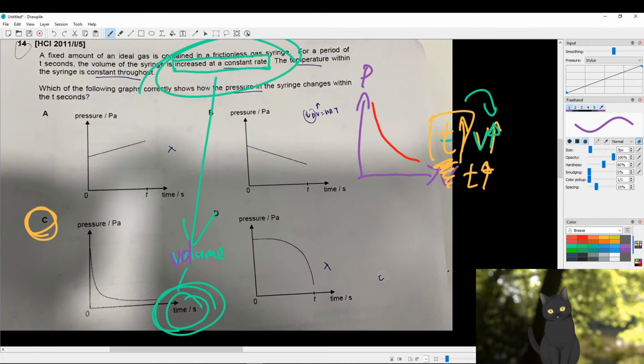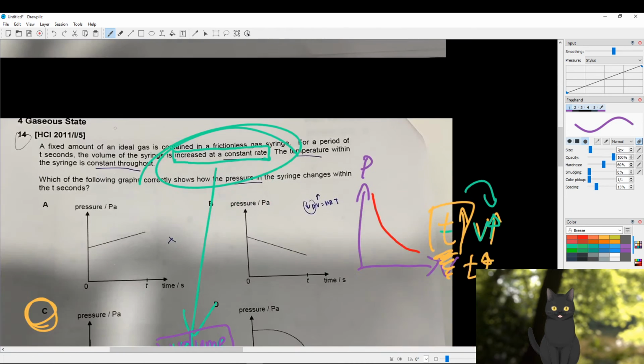So in the textbook, you will never be able to find a pressure-time graph. If you Google, you will also never find a pressure-time graph, because the question tells you volume increases with time. So that's why no matter how hard you Google, you can't find it. Yeah. So far, okay, all good, right?